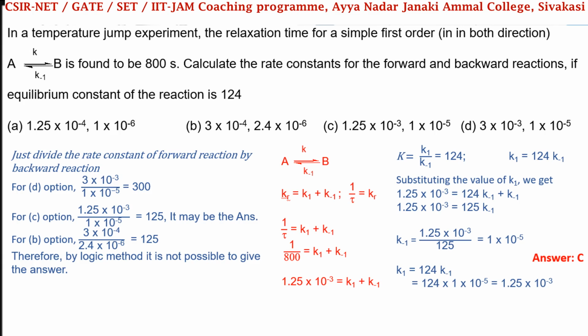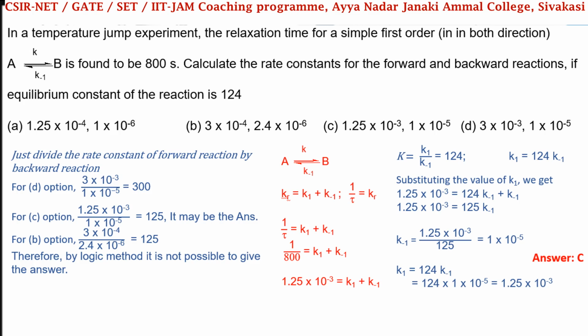Therefore, this is the constant for this, and the option is accordingly. You can also find out the K1 value, just multiply it with this. That is 124 into K inverse 1, which is 1 into 10 power minus 5, equal to 1.24 into 10 power minus 3. That is the answer. Thus you can easily obtain this one.